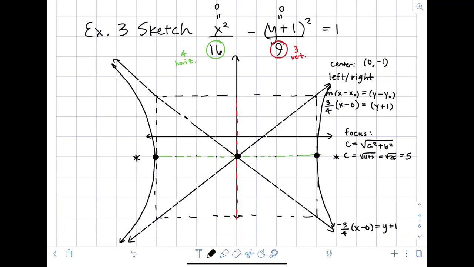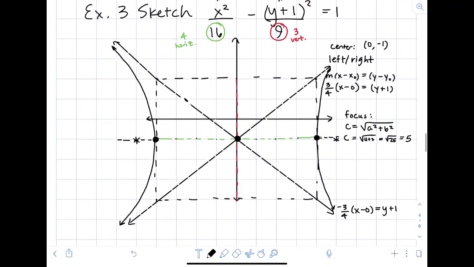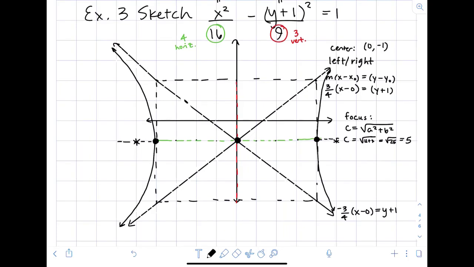Okay, and I did my best to make both sides look symmetric. They're supposed to be the same exact shape. I did not do, obviously, a perfect job. But notice how the focus lays along the line of the center, and it lays along the line of the branches. So the focus is inside the actual branches themselves. Okay, so there's a hyperbola. I think this one's by far the hardest to sketch.